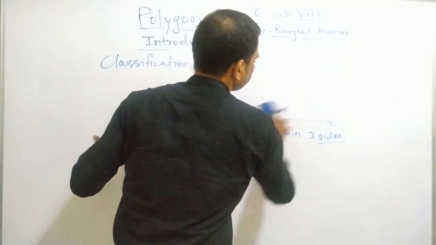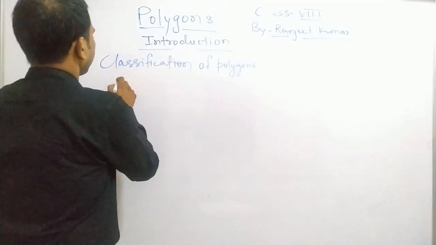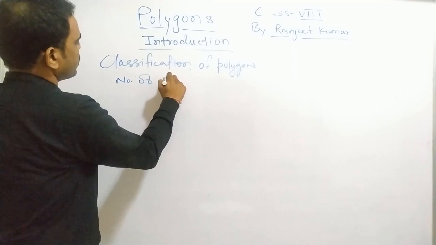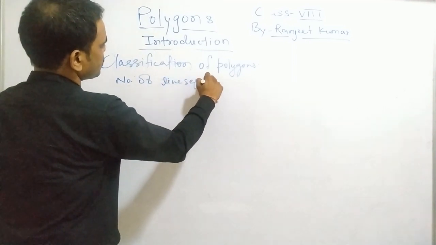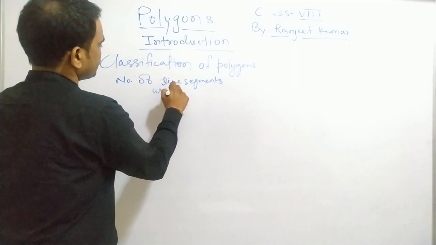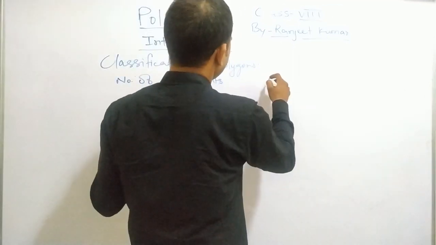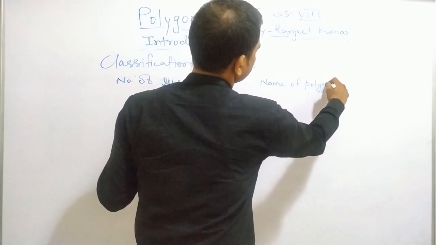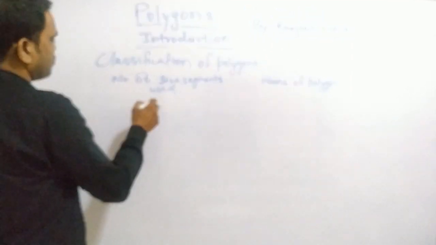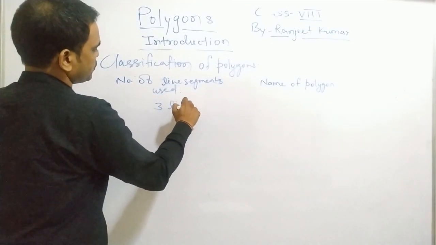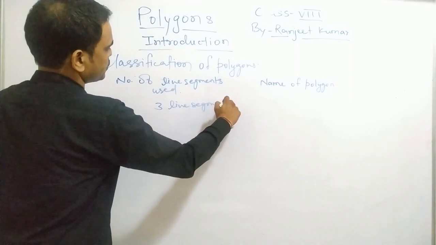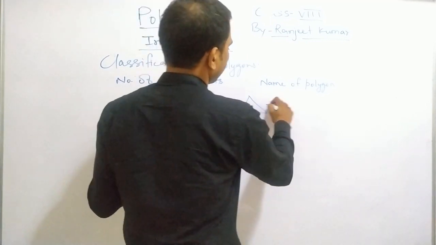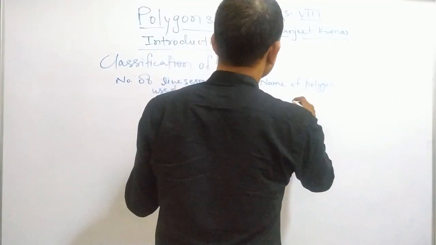Okay. So now I write this side, number of line segments used. And this side I am writing name of polygon. By using three line segments, what can we make? We can make like this, and we call it what? Triangle.